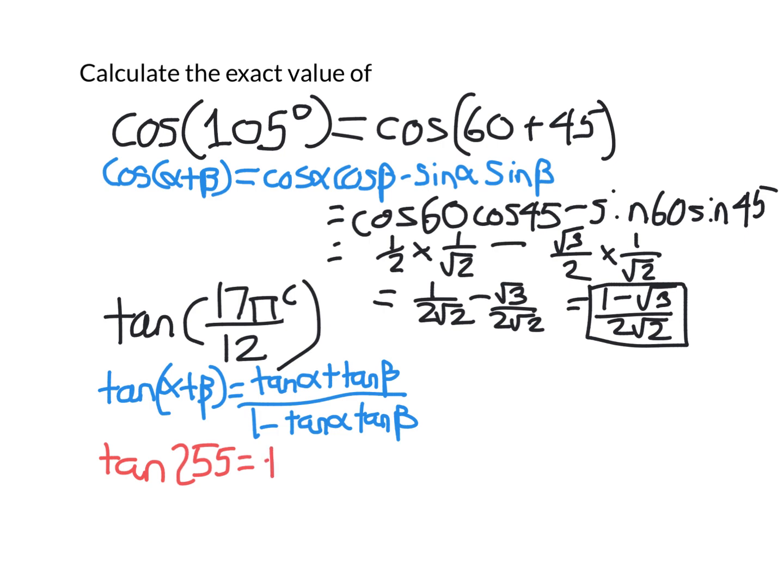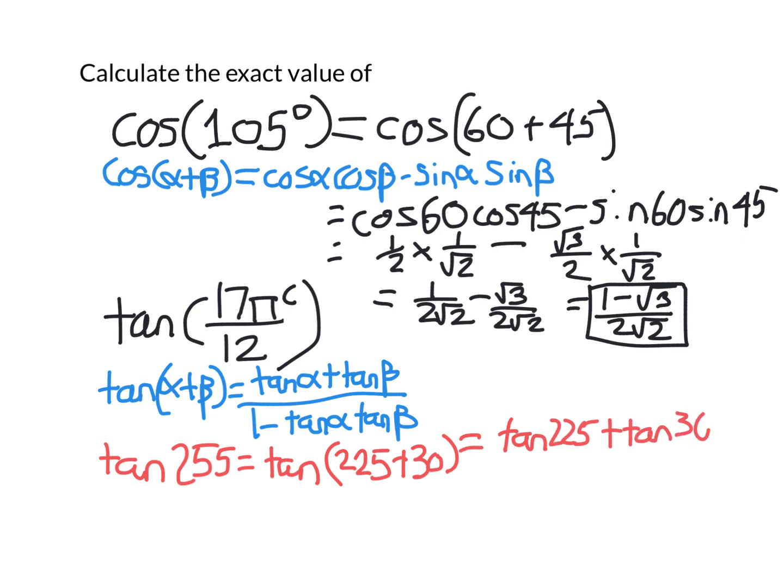So once again, we're going to write this as the sum or difference of numbers whose exact value we know. So we know the exact value of tan 225. It's the same as tan of 45. And then we add 30. So using this formula up here, it would equal tan of the first, so tan 225 plus tan of the second, all divided by 1 minus tan of the first times tan of the second.